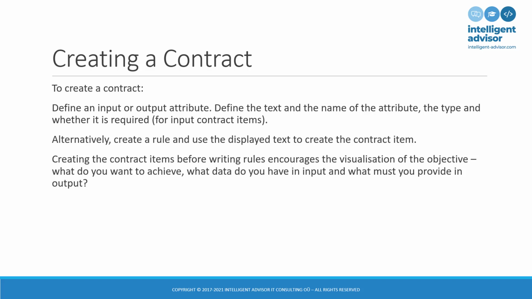Just like Oracle Policy Modeling to a certain extent, I could also simply create a rule and then use copy and paste to help me create the input or output item. But let's be honest, creating the contract items before you write rules encourages the visualization of the objective of the decision service. What do we want to achieve? What data do we have coming in and what data do we have coming out? Defining this up front will make it much easier to agree on the specifications, technical specifications of your decision service.